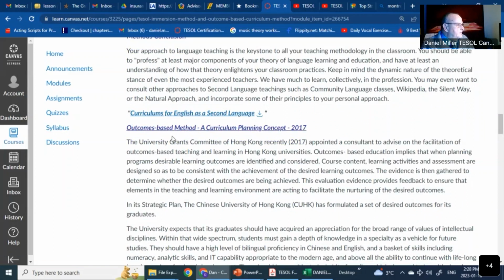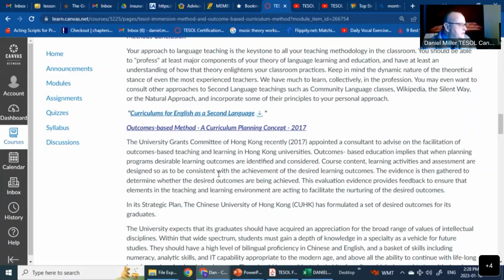And finally, we have the outcomes-based method, a curriculum planning concept. The University Grants Committee of Hong Kong recently, in 2017, appointed a consultant to advise on the facilitation of outcomes-based teaching and learning in Hong Kong universities.